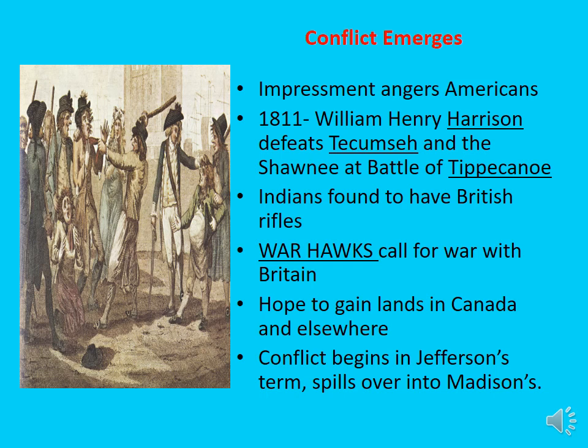Okay, so a lot of people were upset about this, and people in Congress and citizens of the United States were called war hawks because they wanted to go to war with Great Britain over this issue. The hope was to gain land in Canada and elsewhere. So these war hawks wanted to claim land that Britain had north of the Great Lakes into Canada. And this conflict begins in Thomas Jefferson's term, but spills over, and James Madison will become the fourth president of the United States, and he'll have to deal with this issue.